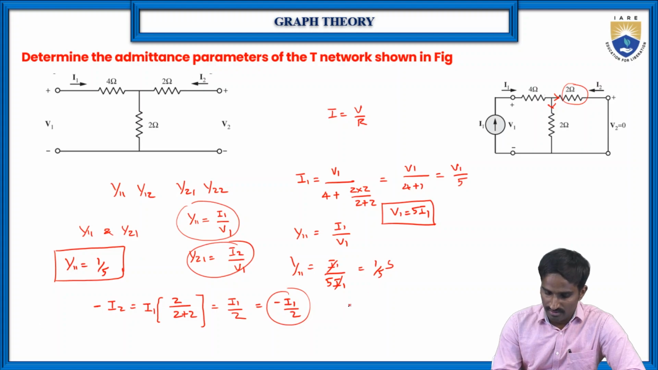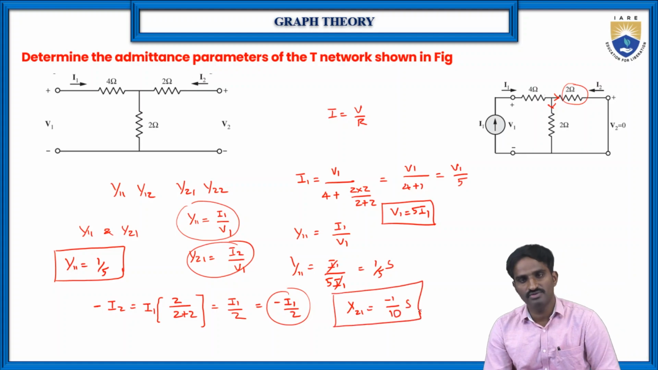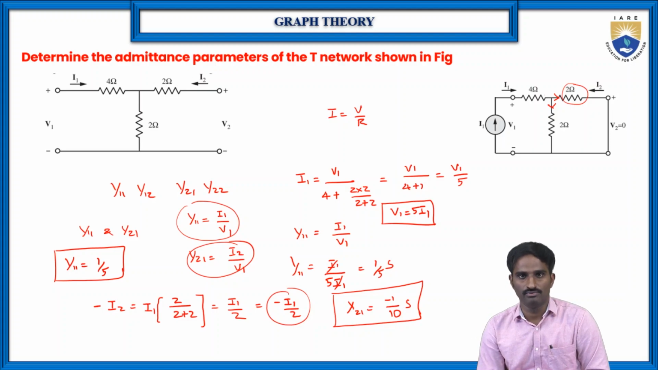Then substitute this value and this value in this equation, right? Then you will get y21 which is equal to minus 1 by 10. So this is y21. This is the way we can find the y21 value, right?